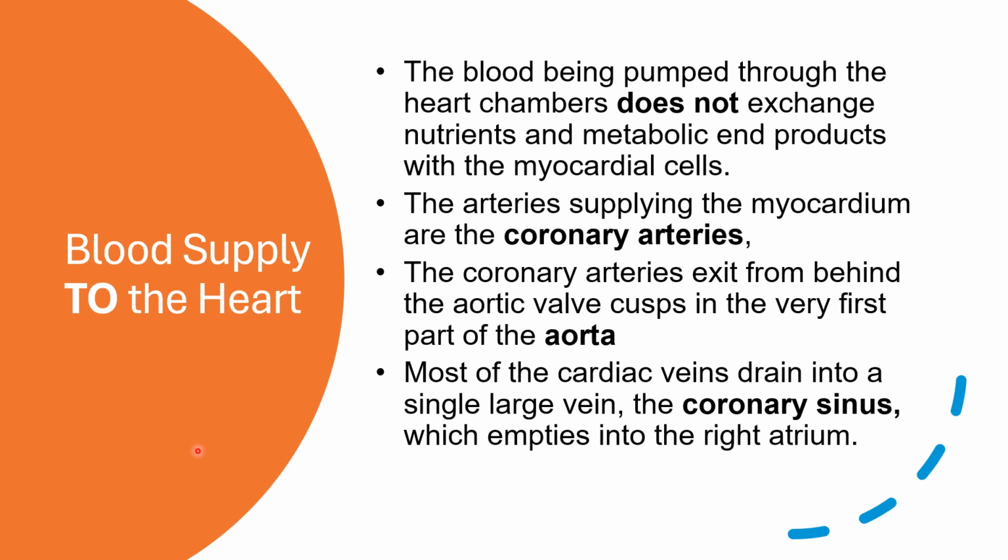So there are arteries attached to the backside and sides of the heart that actually supply the muscle cells themselves with oxygen and take away CO2. The coronary arteries actually exit from behind the aortic valve cusps in the very first part of the aorta.